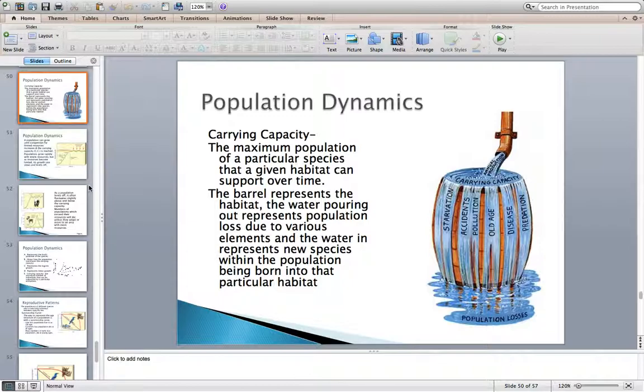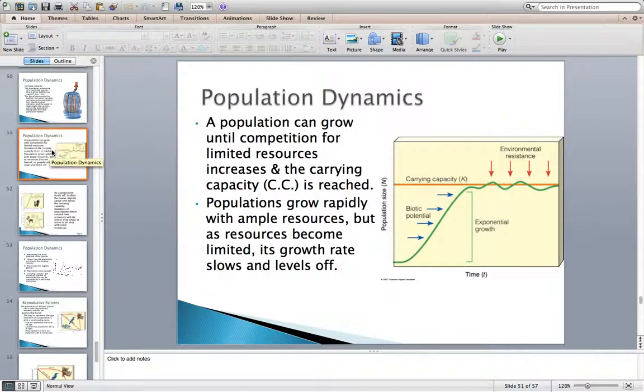So let's talk about population dynamics in more detail. So basically, a population can grow until competition for limited resources increases and the carrying capacity is reached. Populations can grow rapidly if they have ample resources, but as resources become limited, its growth rate slows and levels off.